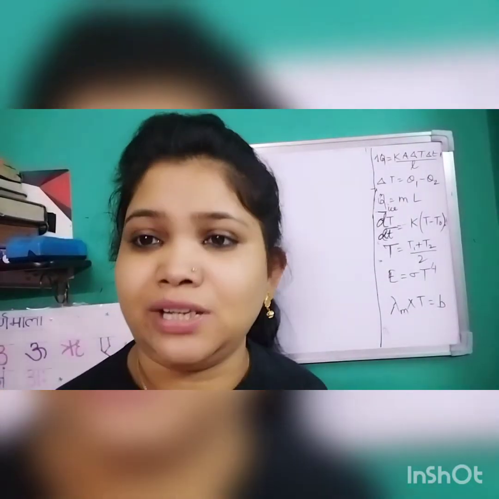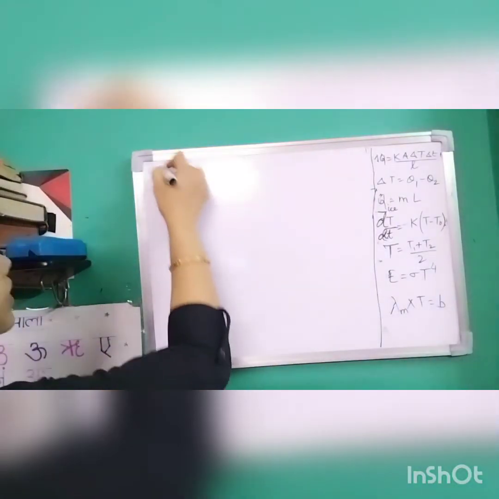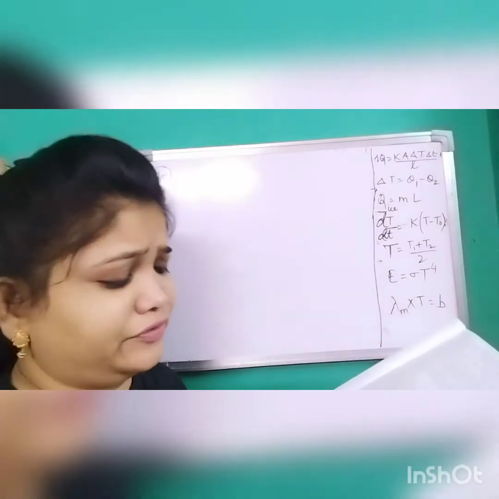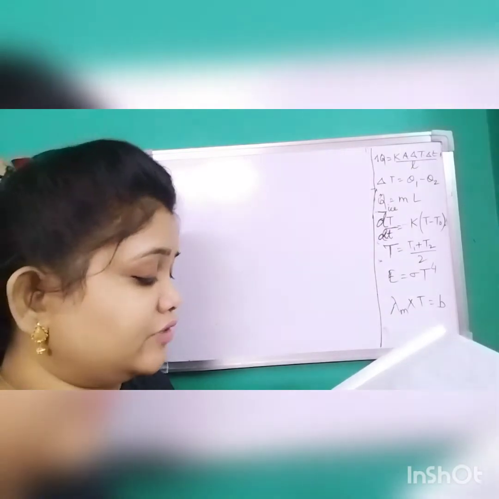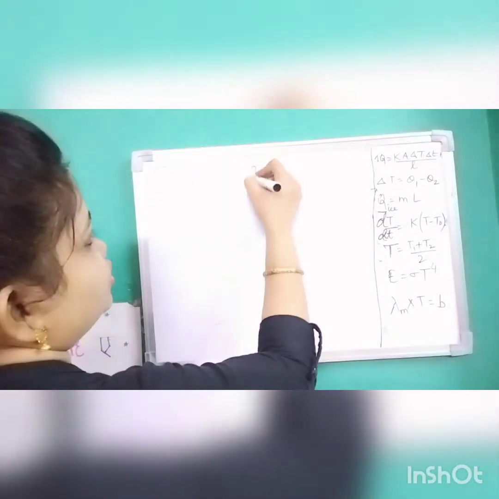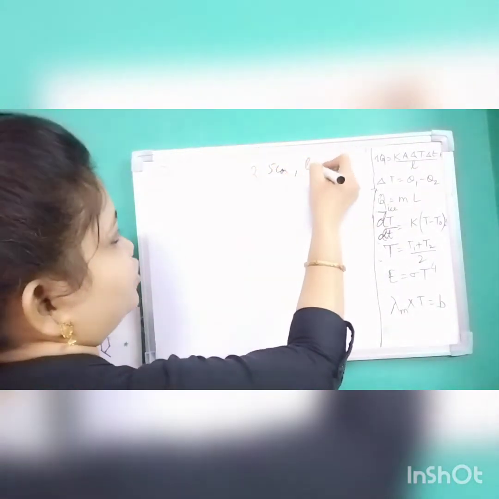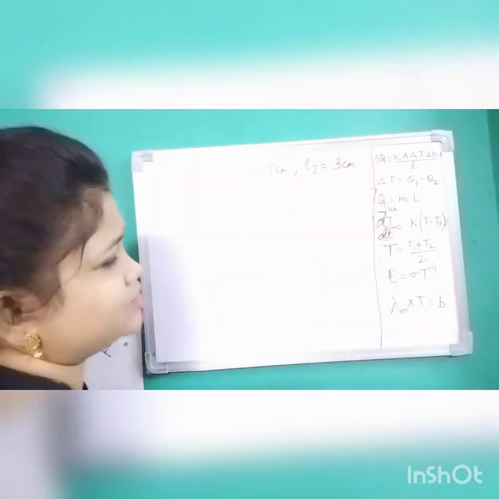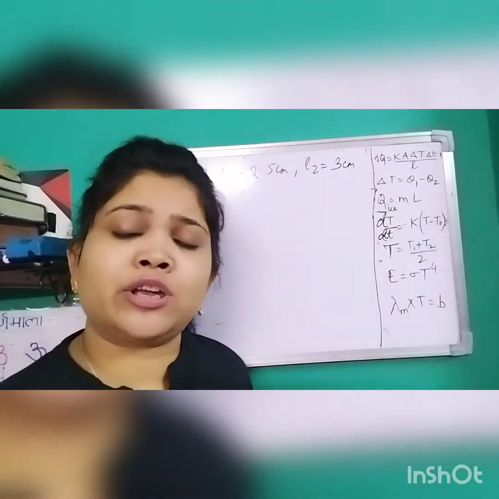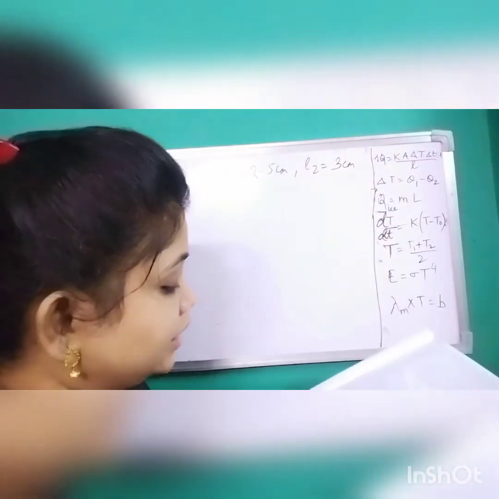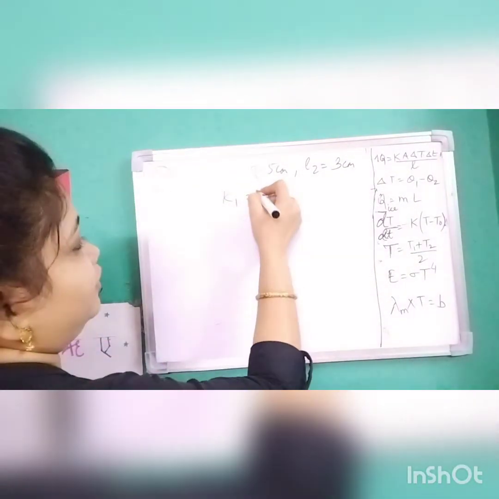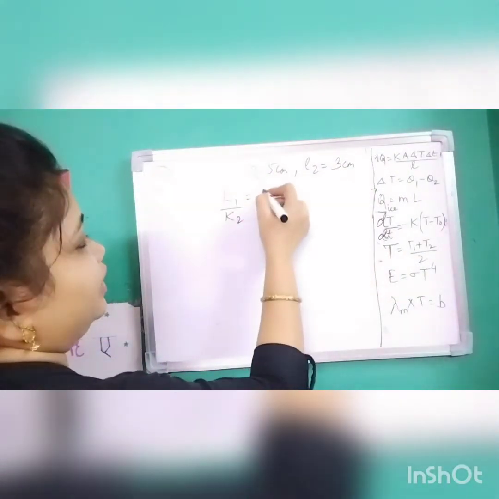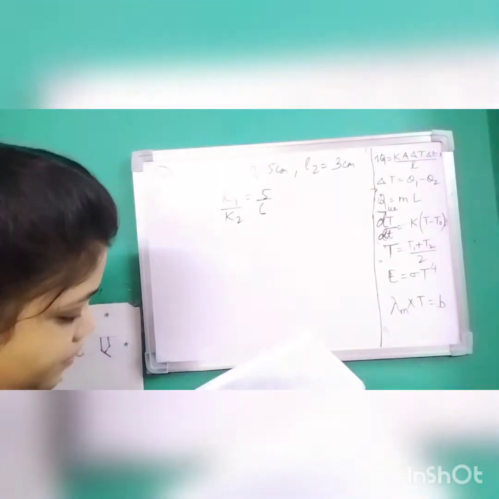Let's do sum number 15 quickly. Let's see what it is telling. The plane surfaces of two sheets of different metals are kept in contact with each other. The thickness of the sheets, that means L1, is given as 2.5 centimeter, and L2 is given as 3 centimeter. Since both are in centimeter, I am not converting to meter. If required, I will convert it afterwards. And the ratio of the thermal conductivities, K1 by K2, is given as 5 by 6.